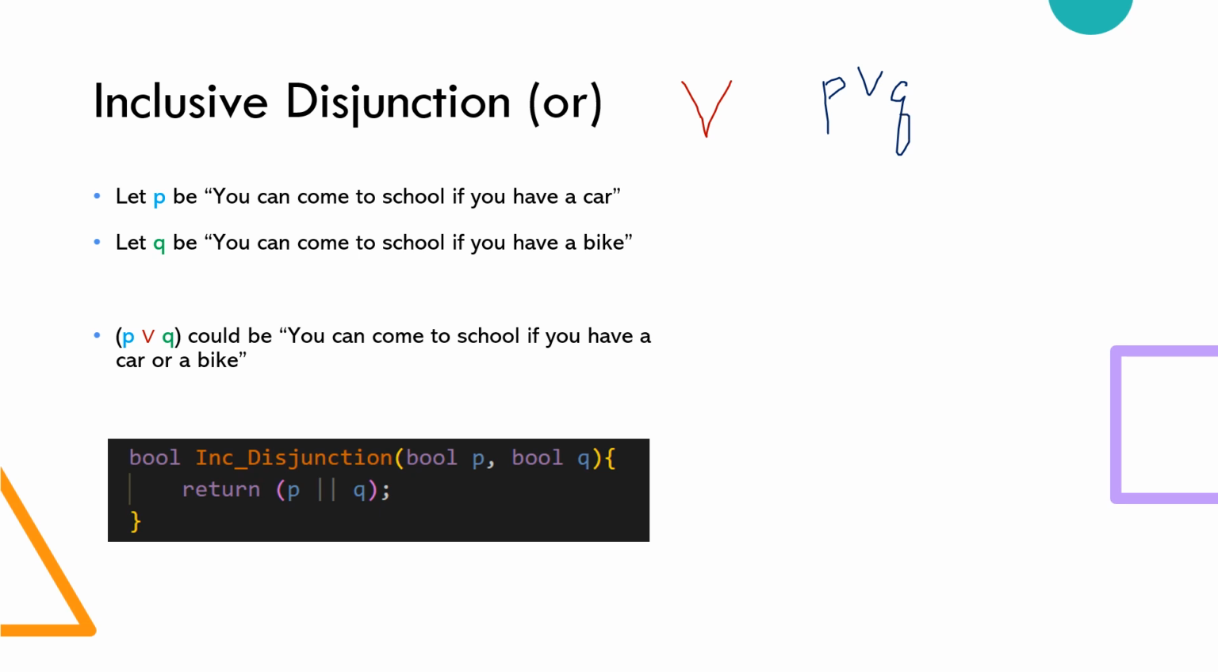So here's an example. In a scenario where the school is so far and it doesn't have a bus for some reason, you can only go to school if you have a car or a bike. So let P be you can come to school if you have a car, and let Q be you can come to school if you have a bike. P or Q would be you can come to school if you have a car or a bike. So let's make a truth table to see where this goes. Here's P, here's Q, and here's the value of P or Q.